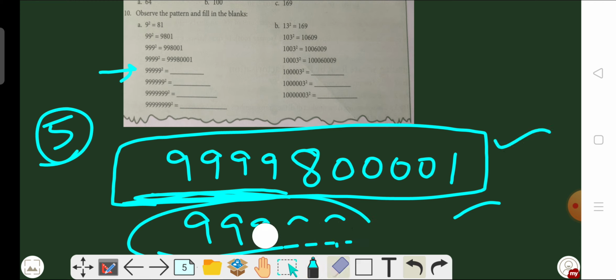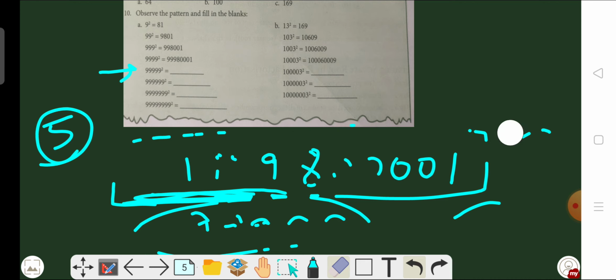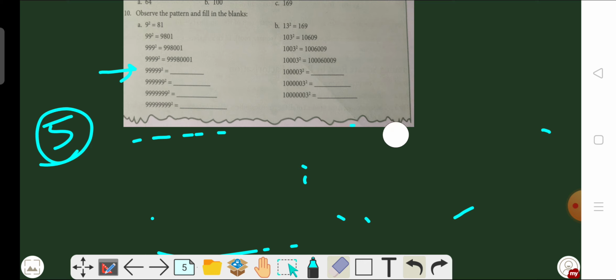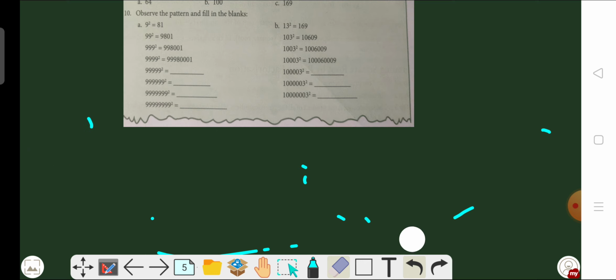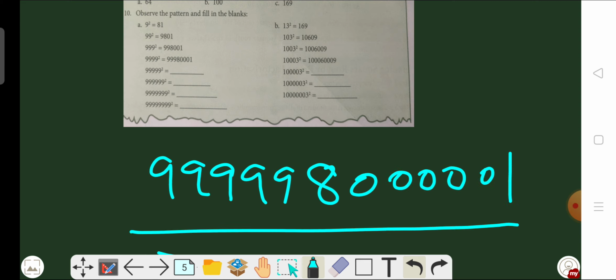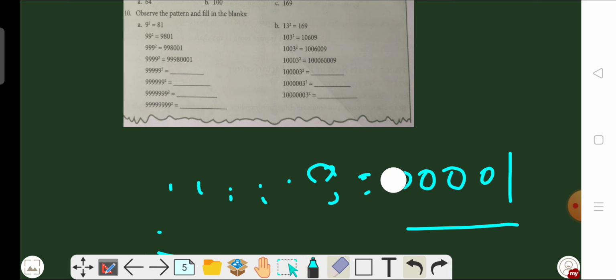Okay. So in the next one, how many 9s are given? 6. If 6 nines are given, then write 5 nines firstly, and then 1 8, and then 5 zeros, and then 1. So this is the answer of your next blank. In the same manner you have to fill the A part. Now we will move on to the B part.